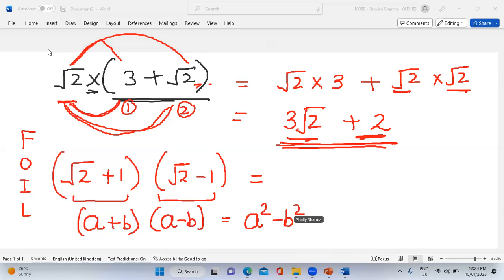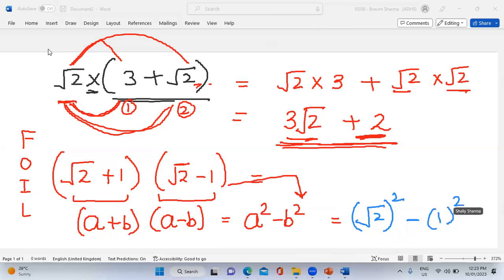So that means from this question, this would be equal to square root of 2 the whole square minus 1 the whole square. Now square and square root always cancel each other. So we got here 2 only. And square of 1 is 1. So 2 minus 1 is 1.